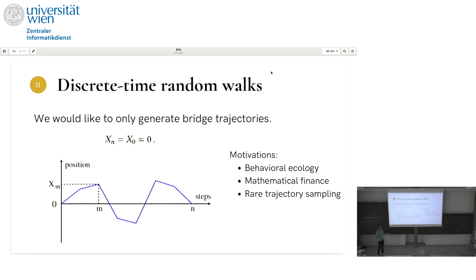So the motivations are in behavioral ecology. For instance, when you look at experimental data of animals moving, you only have discrete times. It also has application in mathematical finance, and in general, these trajectories are rare. For the case of Brownian motion, they would come with probability that decays like 1 over square root of n for large n, and so this fits into the case of how to generate rare trajectories.